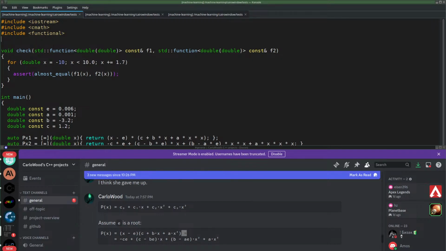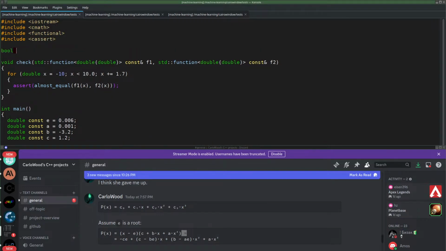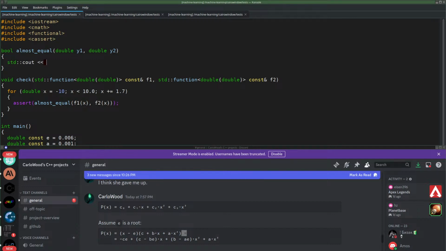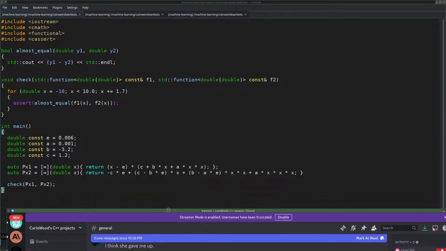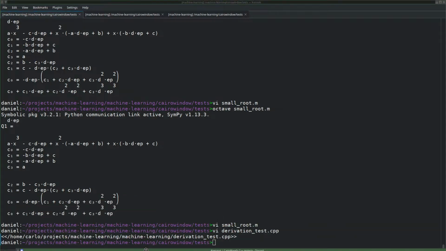And for this we need to have C assert and Boolean almost equal, which is then two doubles, y1, y2. And initially I'm just going to print the difference to get a feel of how close these things are going to be. Oh, yeah. Yeah, okay, move this away now.